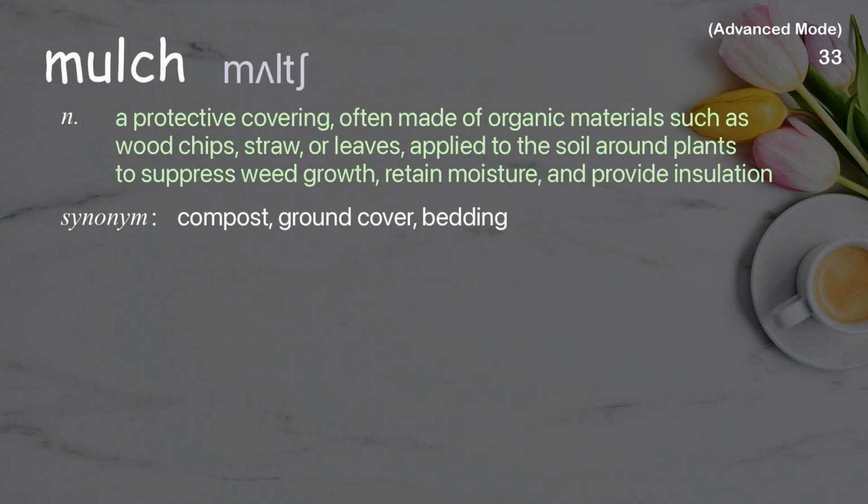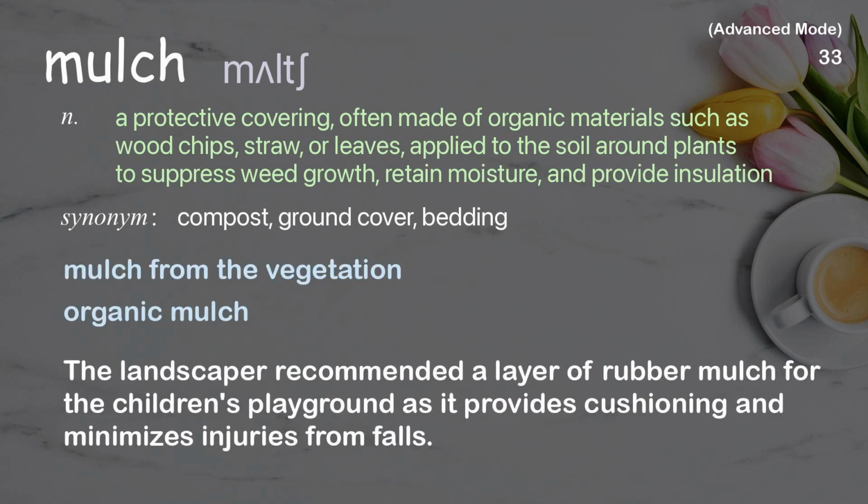Mulch. A protective covering, often made of organic materials such as wood chips, straw, or leaves, applied to the soil around plants to suppress weed growth, retain moisture, and provide insulation. Examples: Mulch from the vegetation. Organic mulch. The landscaper recommended a layer of rubber mulch for the children's playground as it provides cushioning and minimizes injuries from falls.